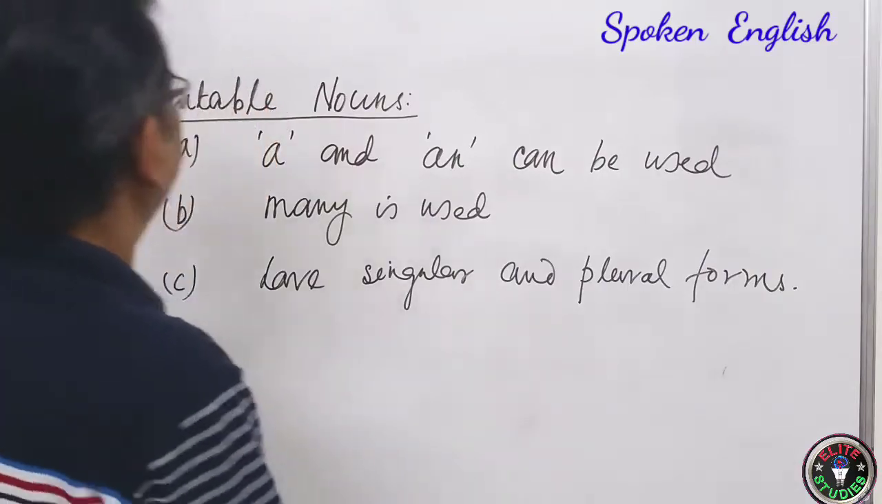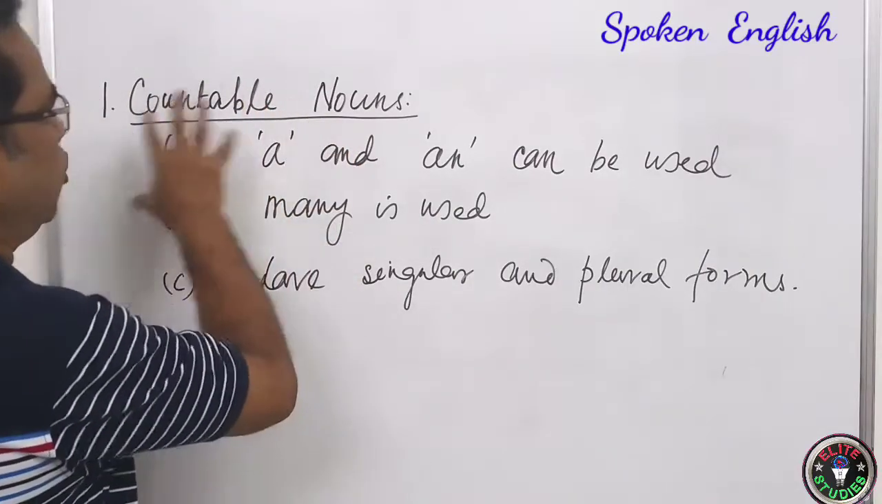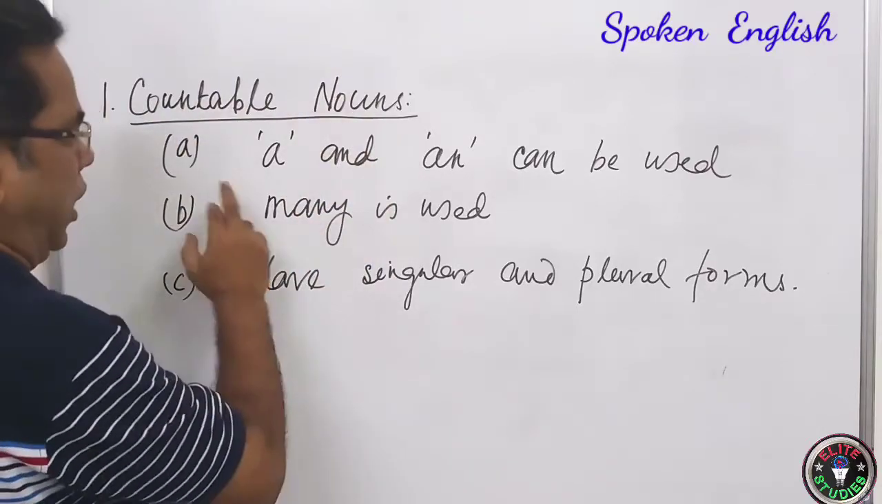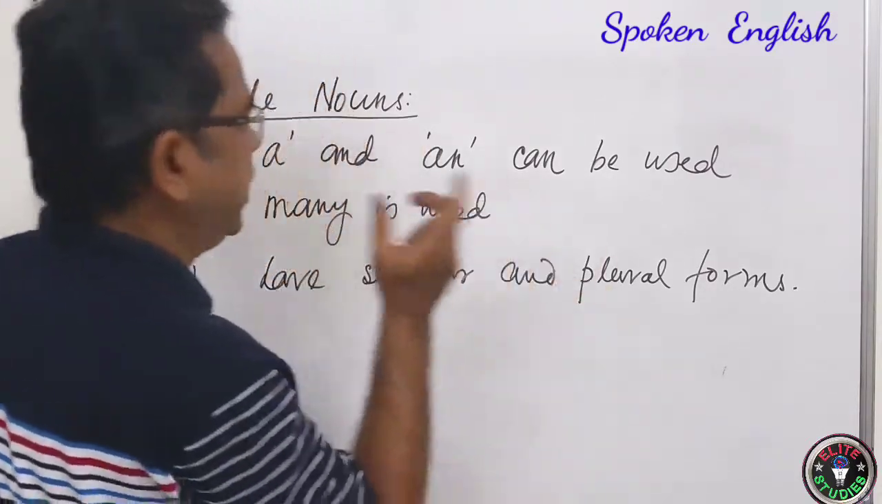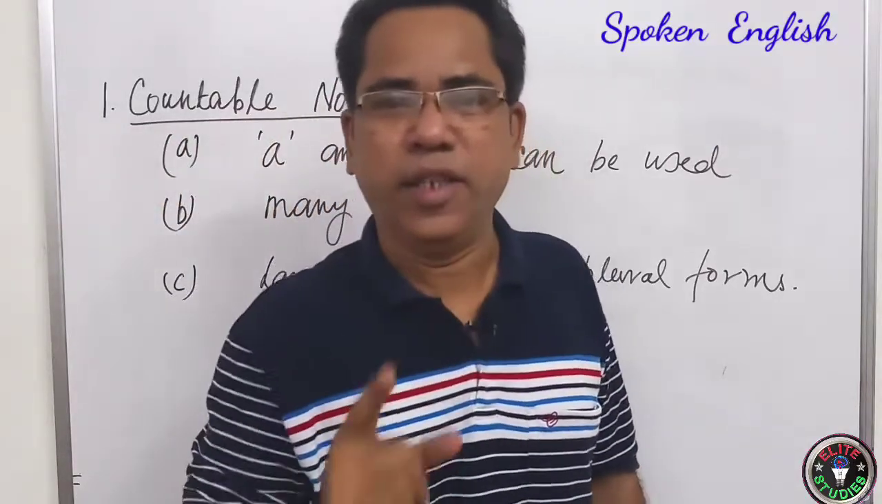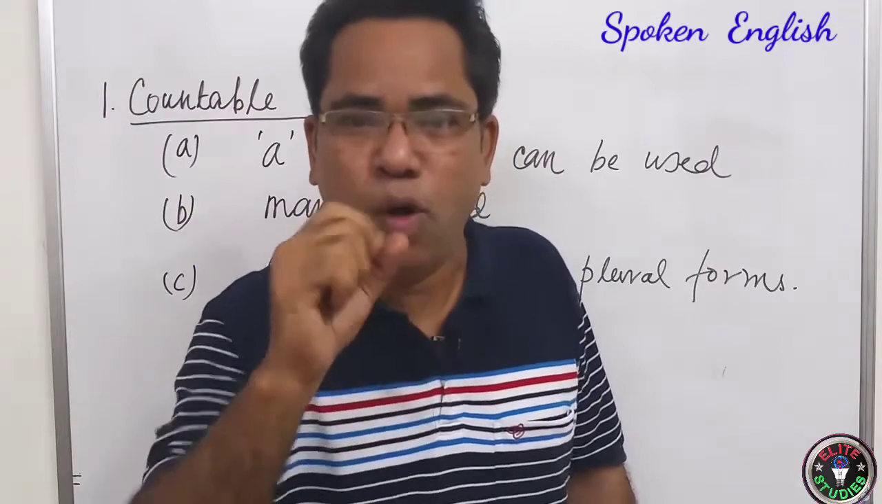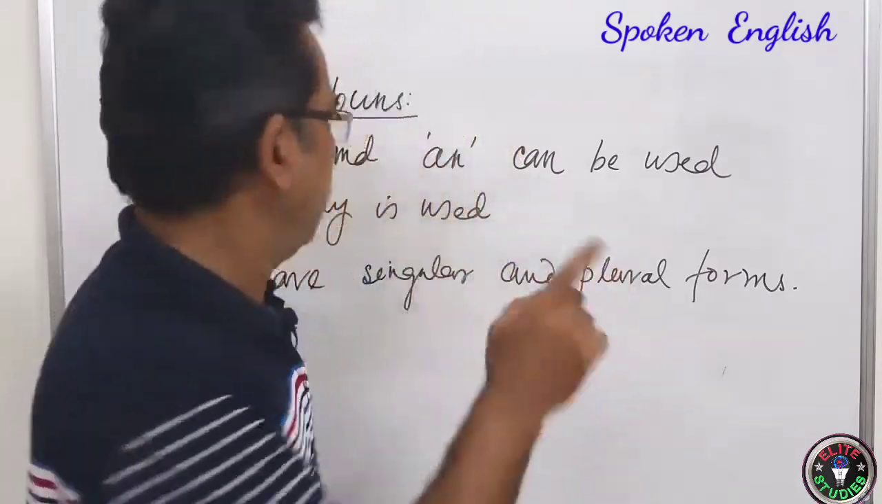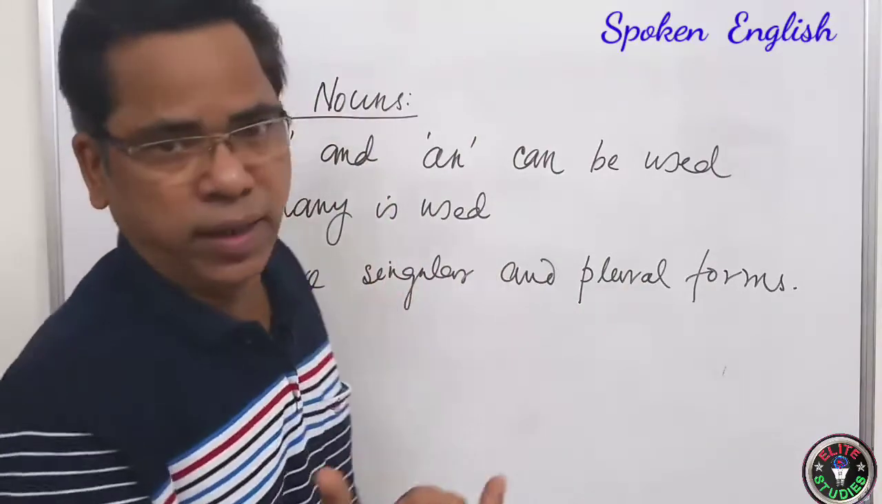Now dear students, there are some small tips to know what a countable noun is and how to understand countable nouns. If you can use a and an before any noun, that is countable: a apple, an orange, an elephant, a boy, a girl. Therefore, that is a countable noun. You can say a boy.